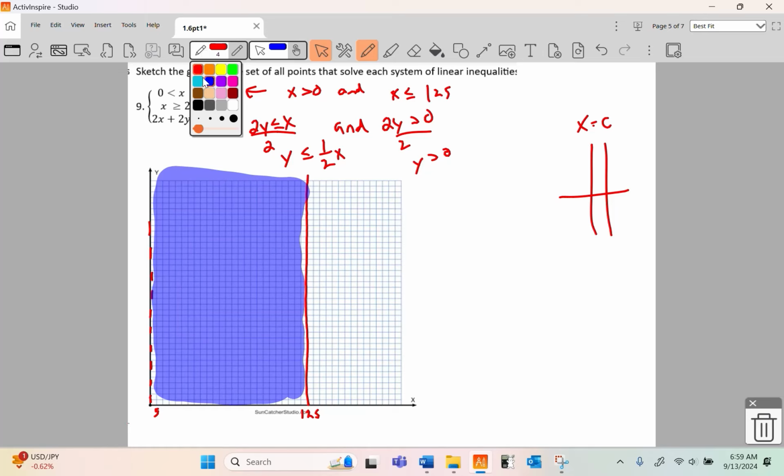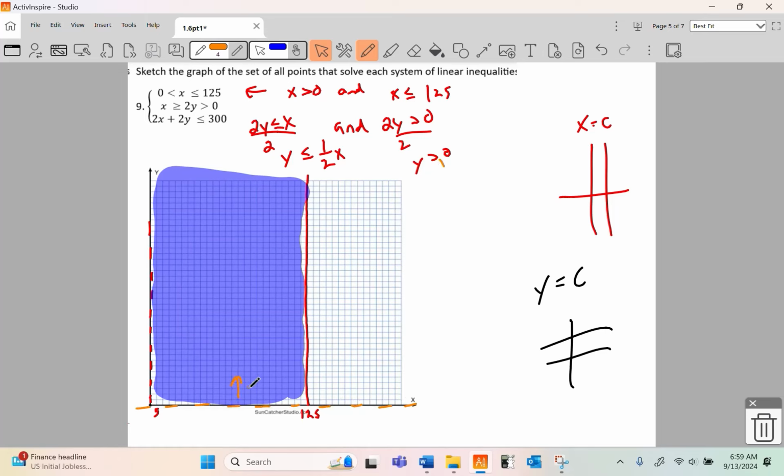Greater than 0 is the easiest thing to graph. Remember, y equals a constant is a horizontal line. It's going to be the x-axis. And I'm supposed to be bigger than that, so I'm going to be shading above. 1/2 x, we think mx plus b. So we cross at the origin, and then we rise 1 and run 2.